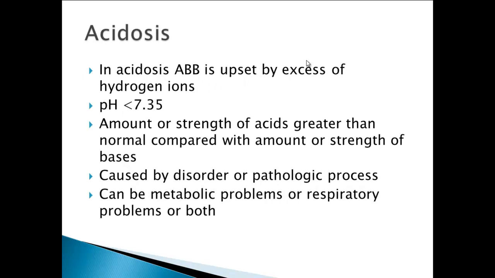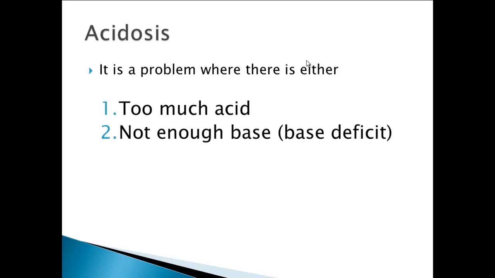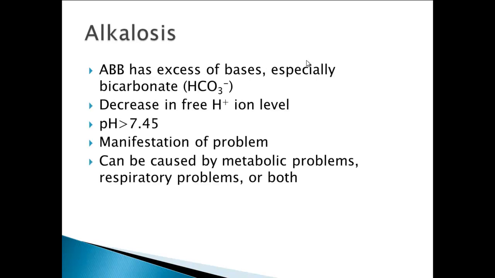Talking a little bit now about acidosis, the state of acidosis in the body. The acid-base balance has been upset because there's an excess of hydrogen ions. The pH is less than 7.35. The amount or strength of the acids is greater than normal compared to the bases, and it's usually caused by some kind of disorder or pathologic process. It can be a metabolic acidosis or a respiratory acidosis, or both. So acidosis is a problem where there's either too much acid, too much hydrogen ion, or not enough base to take care of the hydrogen ion.